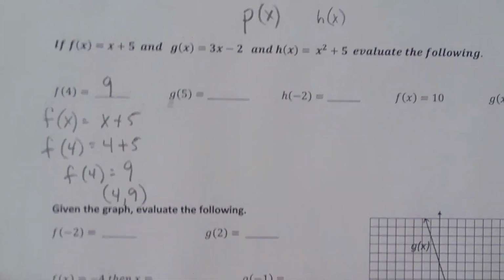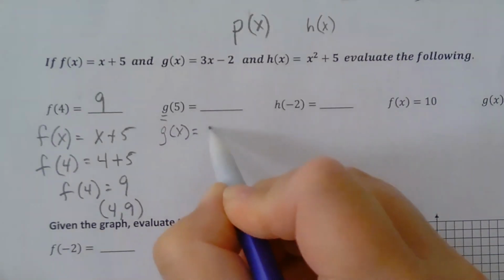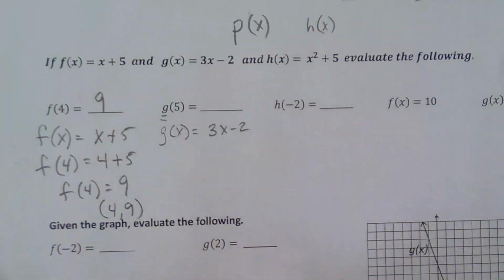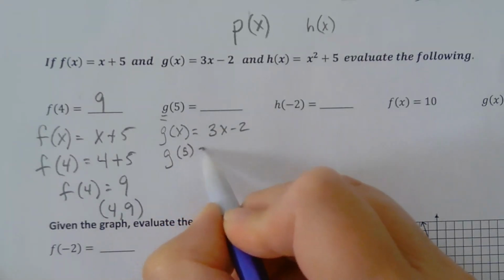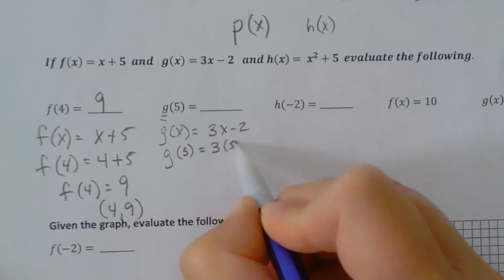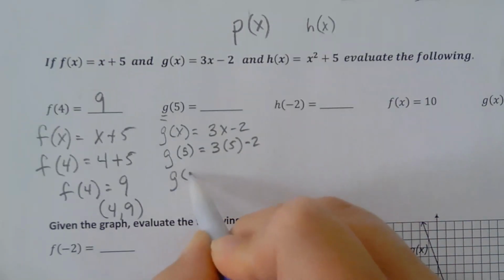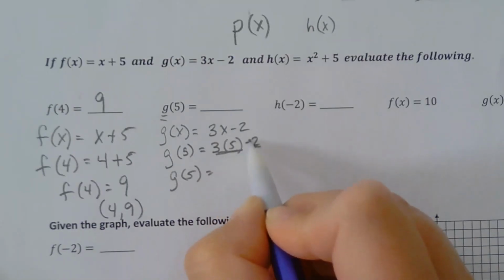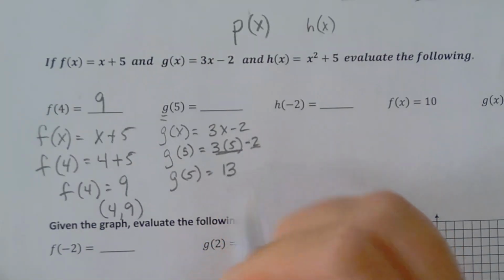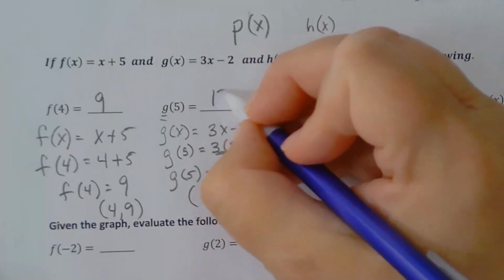So this time we're going to be looking at the g function, which is 3x minus 2. And in place of x, I'm going to put a 5. So the input value is 5, and I'm trying to find the output value. So when the input is 5, the output is going to be 15 subtract 2, which is 13. So there ought to be a point on the graph at 5, 13.